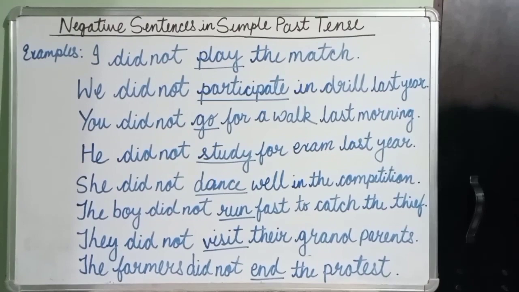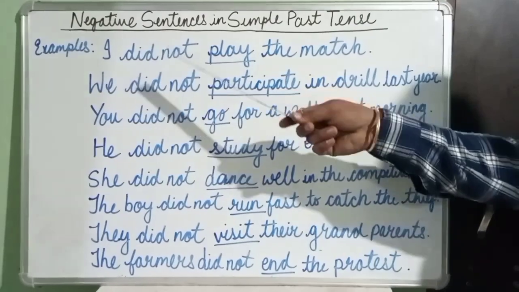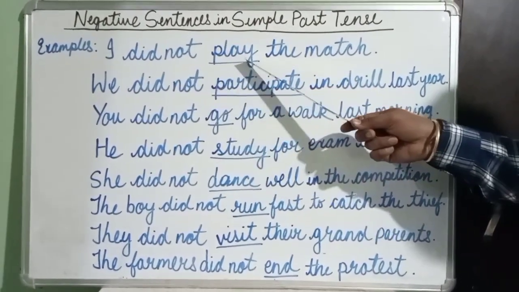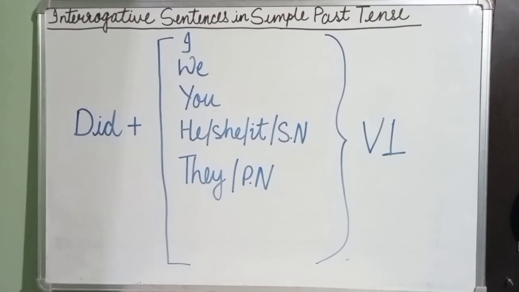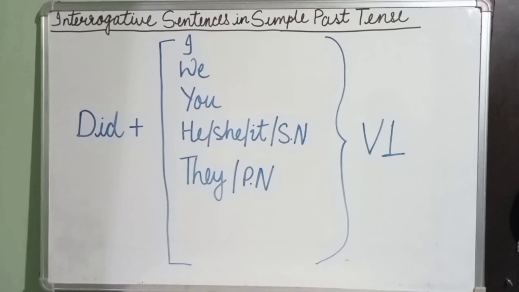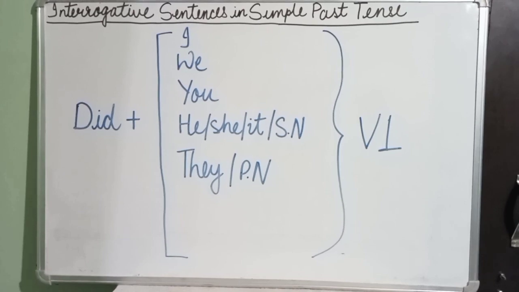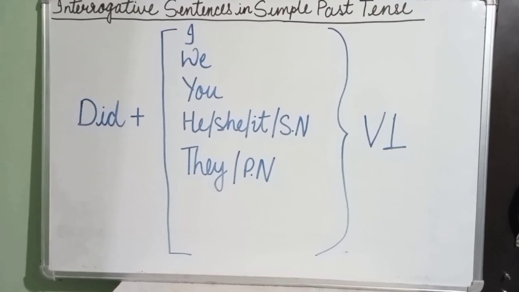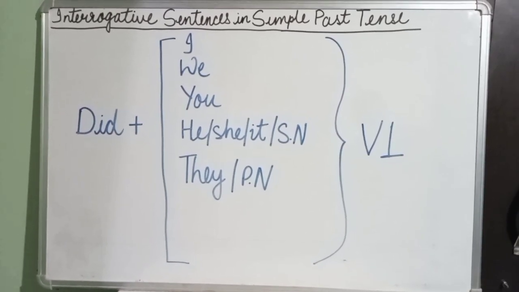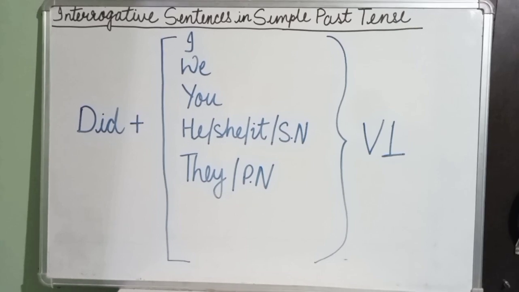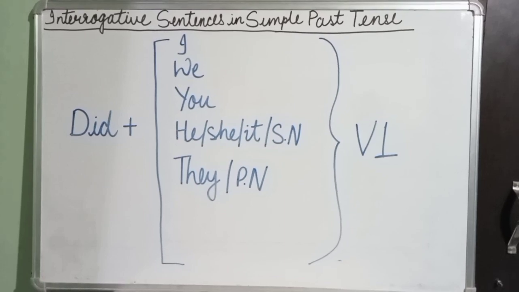Here we can see for making negative sentences in simple past tense, we have used subject plus did not plus the first form of verb. Okay? Now, for making interrogative sentences in simple past tense with the subjects first person singular and plural, I and we, second person singular and plural, you, third person singular, that is he, she, it, or single noun, third person plural, that is they or plural noun, we have to add did before them.